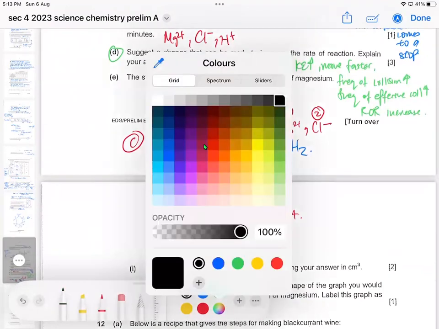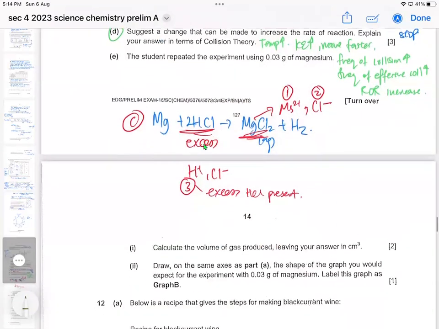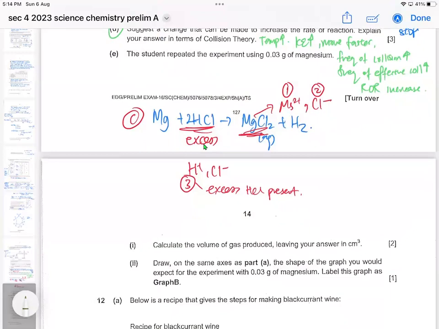All right, so let's look at this. The experiment is repeated using 0.3 grams of magnesium. The question asks us for the volume of gas. So if we already got the equation here, moles of magnesium, we can find by using 0.03 over the usual Mr of this, which is 24. So you get the moles, and then the moles of hydrogen will be the same. And finally, the volume of hydrogen will be the moles multiplied by 24 dm cubed.